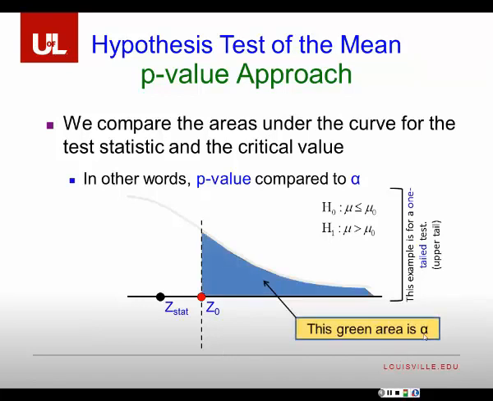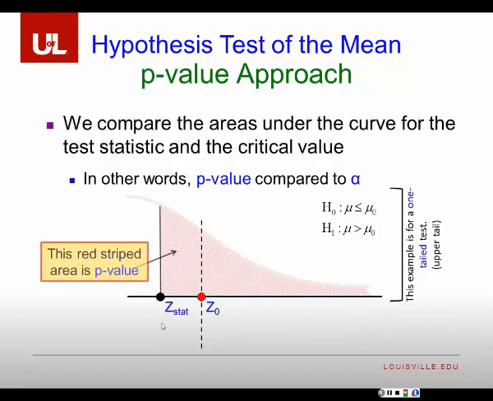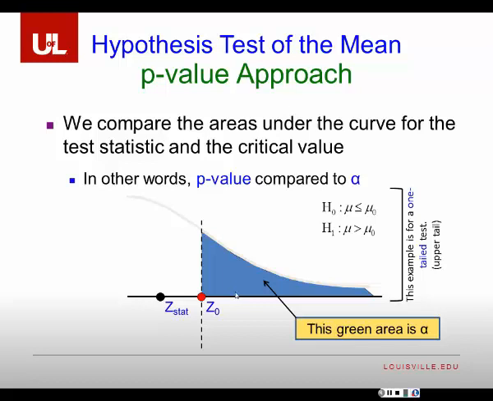This green area here is alpha, so that's the level that we chose. And if this z stat here is our observed z stat, we would want to find the probability of being greater than or less than that z stat. So we'd have to go to the table. If that p-value is greater than this green value, that must mean that we're inside, so we're not in the rejection region.